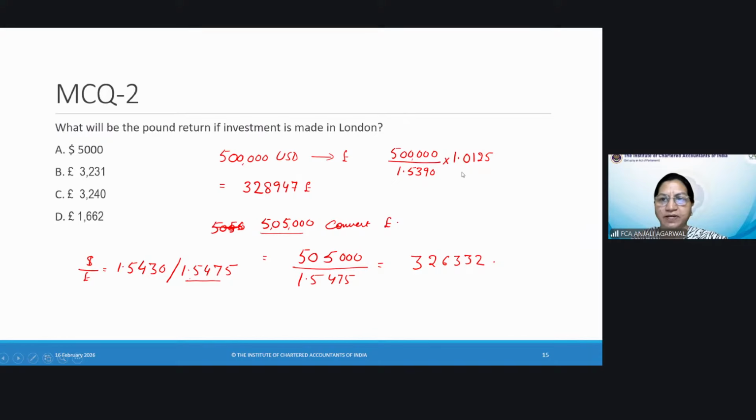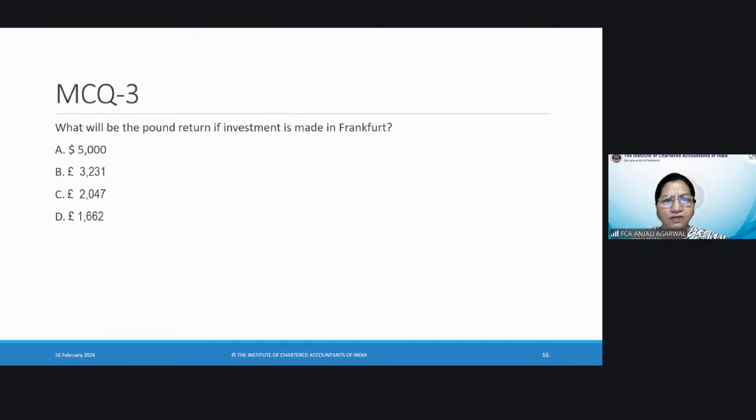So this is clear. Investment in US. This is investment in London, which will give you 328,947. And then when you repay the dollars, which you have to pay with interest, that will give you how many pounds you have to pay, and the difference will give you the pound return. So it will come out to be less. What will be the pound return if investment is made in Frankfurt? So let's discuss this again.